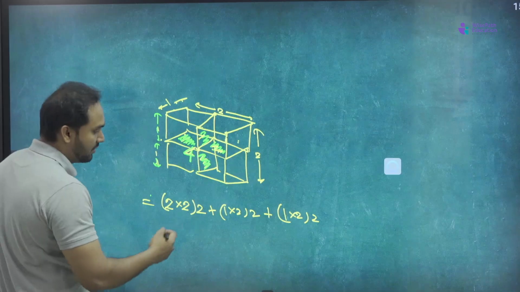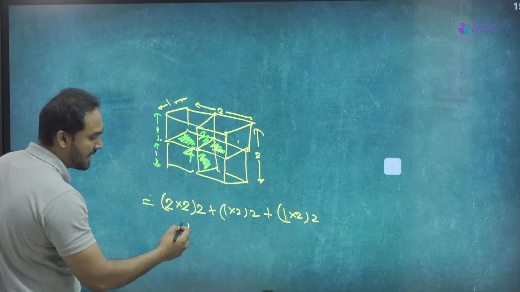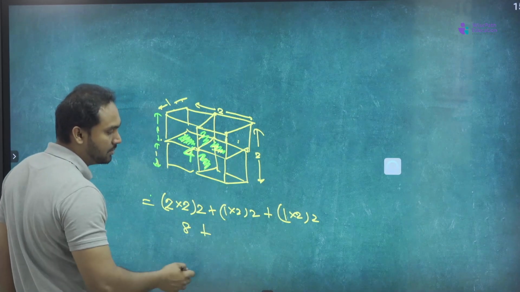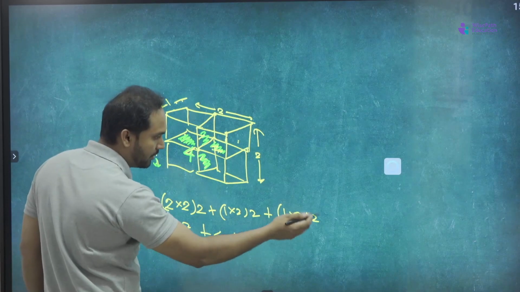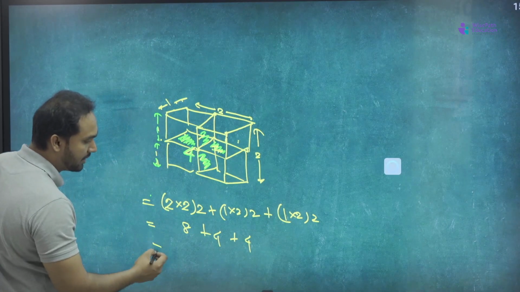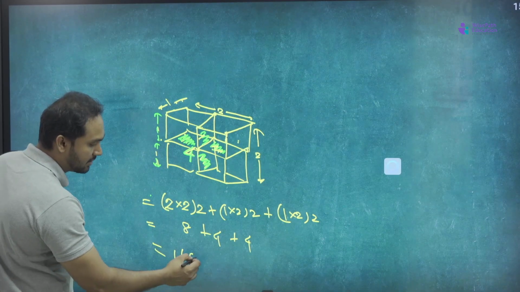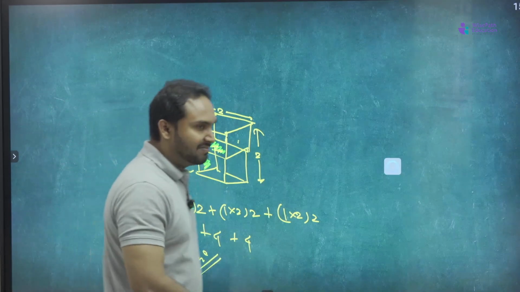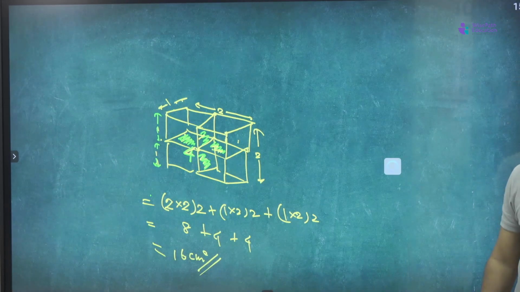Right? 2 into 2 is 4, 4 into 2 is 8, plus 2 into 1 is 2, 2 into 2 is 4, plus 2 into 2 is 4. So what is the complete area? 16 square centimeters. Yes? 15 square centimeters. Look while I draw, then it's easy. You can catch the trick then.